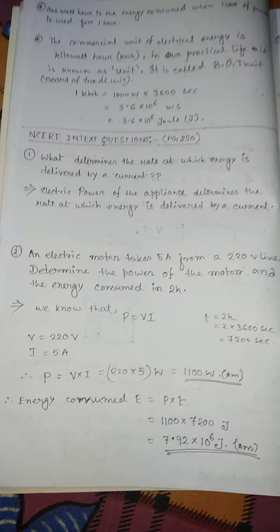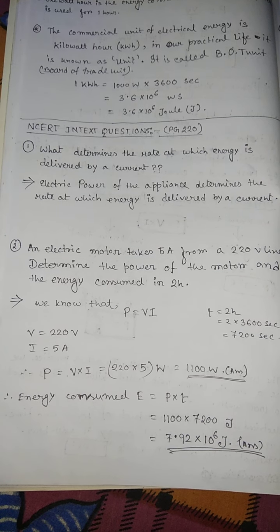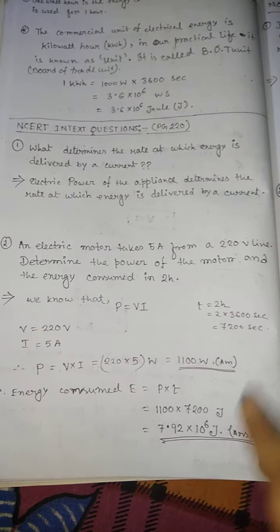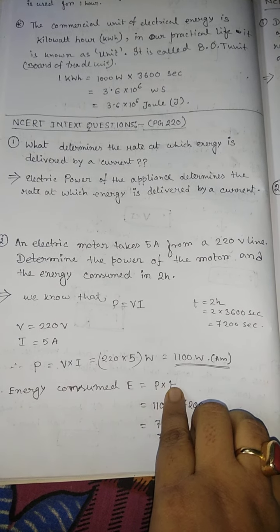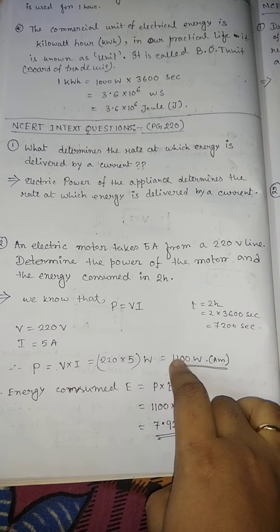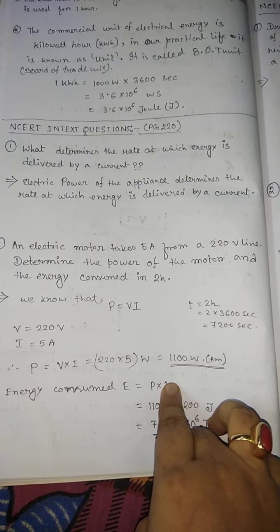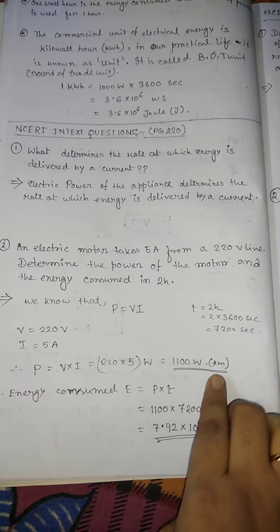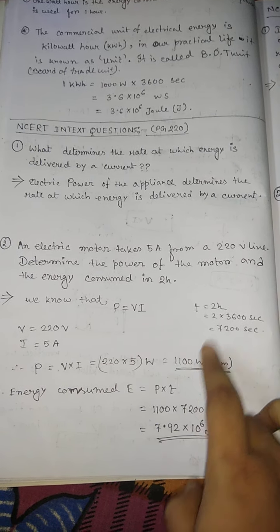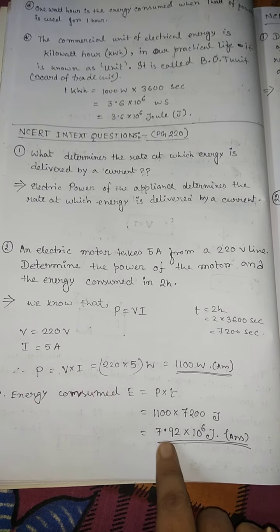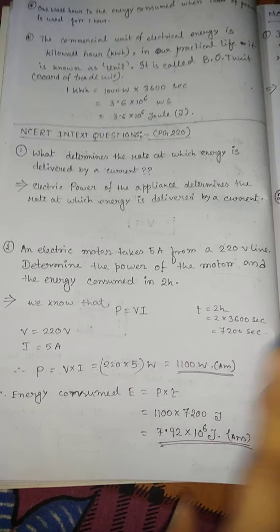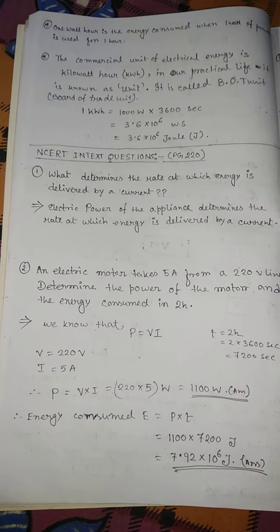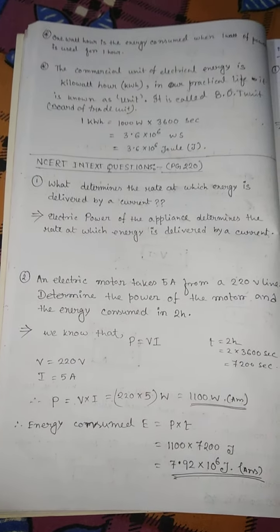And the electrical energy consumed in 2 hours. 2 hours is given. So we know that E equals P into T. P we calculated as 1100, and T is 2 hours, which means 2 into 3600 seconds. Because the power is in watt, that's why we converted the time into seconds. So we get 7.92 into 10 to the power 6 joule of electrical energy.